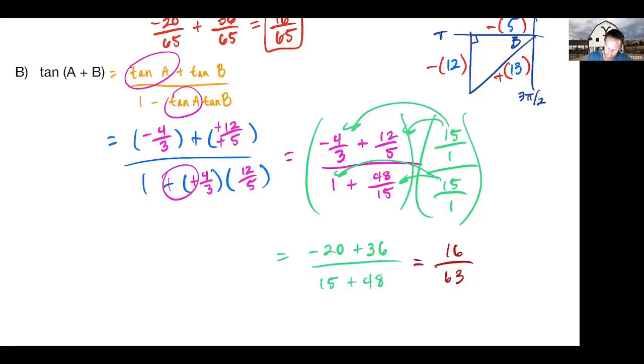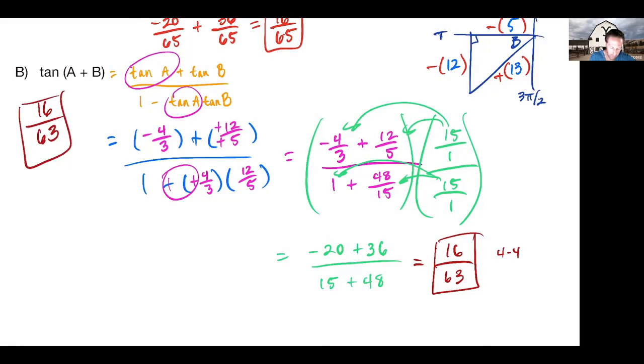So that I know does not have any common factors, because 16 is 4 times 4, which are just a bunch of 2's, and 63 is not even. So I know that this is my final answer for the tangent of that A plus B.